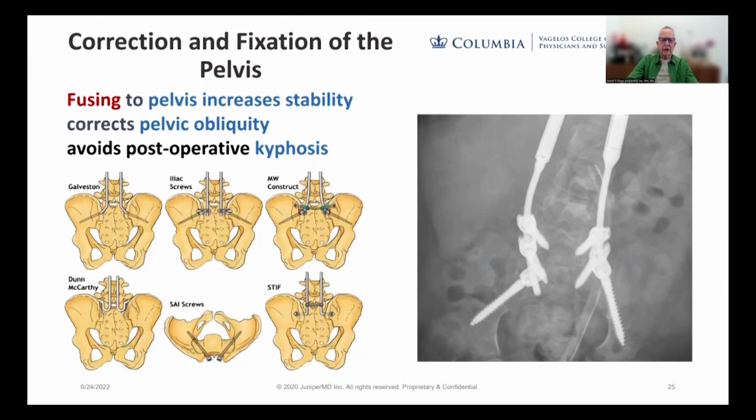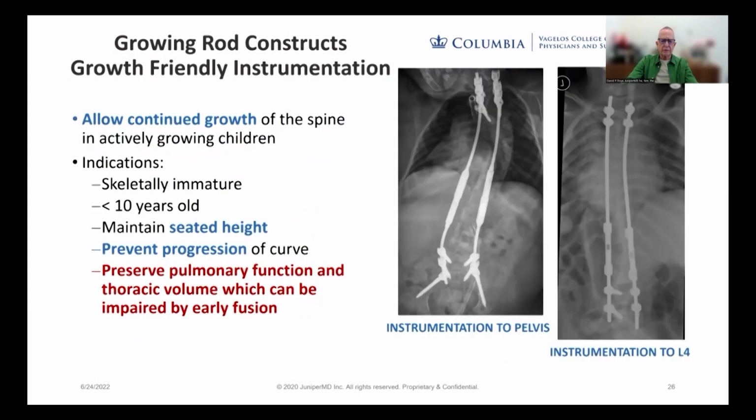Correction and fixation to the pelvis helps to increase stability. It corrects pelvic obliquity and can avoid postoperative kyphosis. Growing rod constructs, or growth-friendly instrumentation, are an important addition to the armamentarium. They allow continued growth of the spine. The indications are in skeletally immature patients, usually less than 10, and we want to maintain their seated height and prevent progression of the curve, and to preserve pulmonary function and thoracic volume, which can be impaired by early fusion.